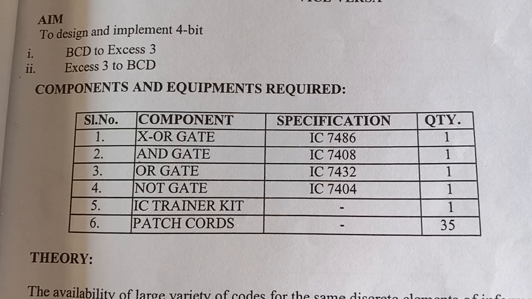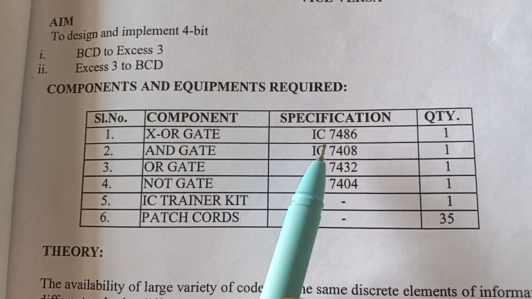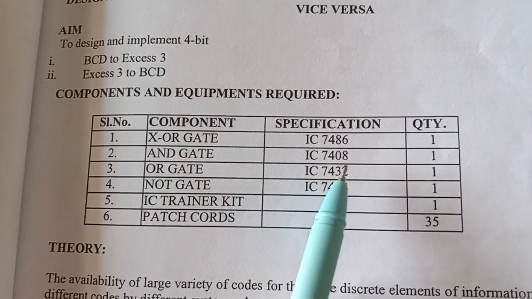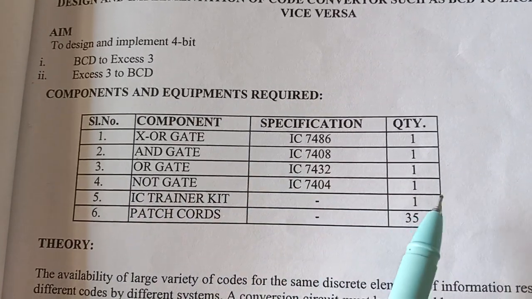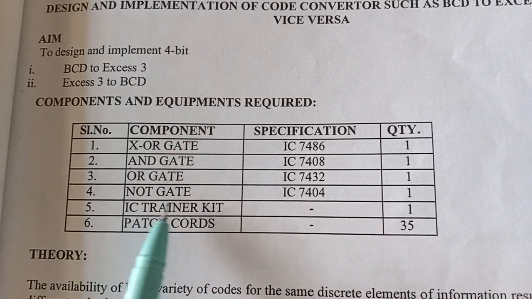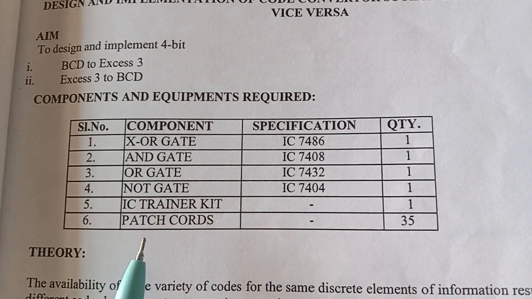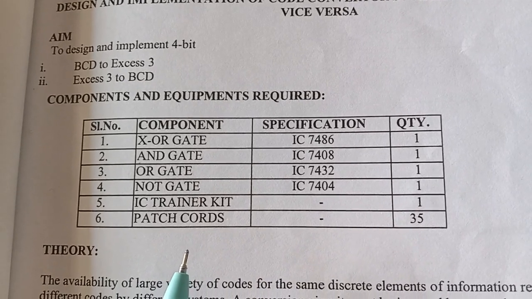The components and equipment required for this experiment are: one XOR gate IC 7486, one AND gate IC 7408, one OR gate IC 7432, one NOT gate IC 7404, an IC trainer kit and patch cords. So these are the components required for this experiment.